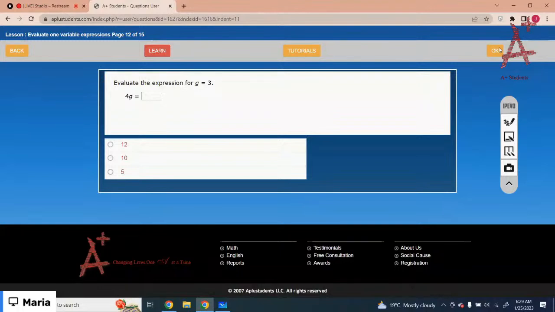Okay, the next one is 4g when g equals 3. So which is the correct option? You have to do 4 times 3. Yes, very good. 4 times 3 is 12. So the correct option is 12.